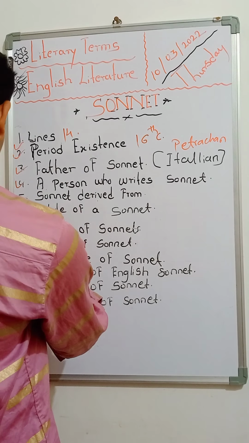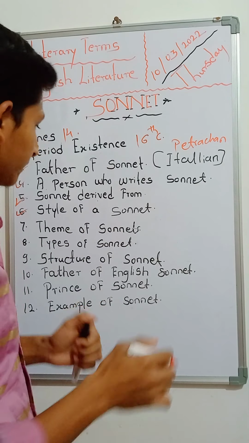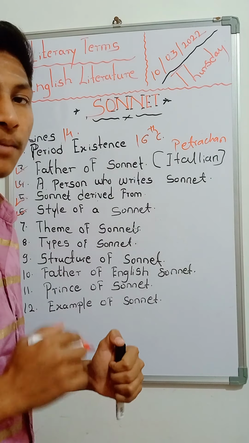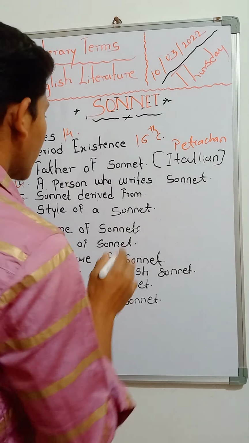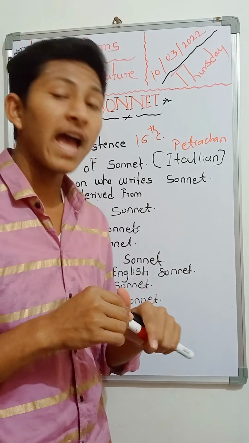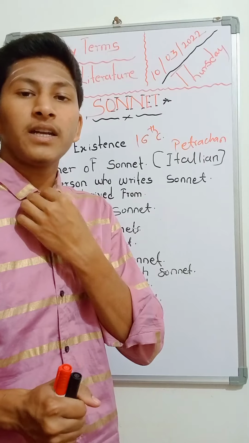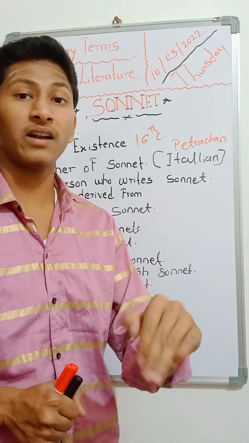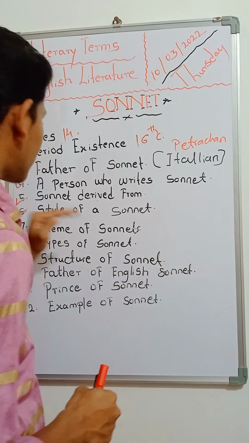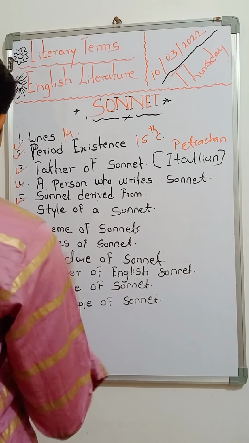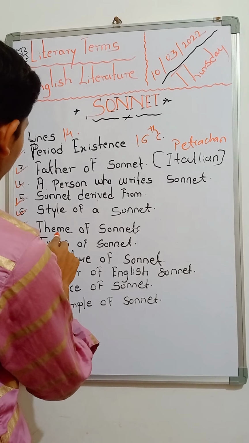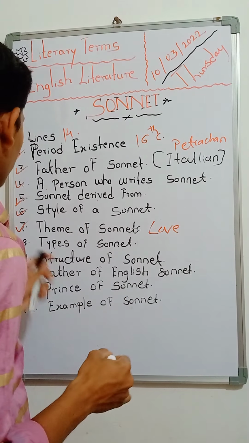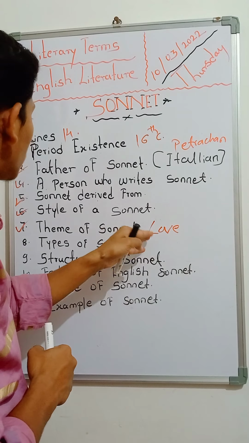Style of a sonnet: iambic pentameter. Usually, the Italian sonnet is written in iambic pentameter. That is what we call the style of a poem. Iambic pentameter means there will be 10 syllables, 5 are stressed and the remaining 5 are unstressed. That is the iambic pentameter, the style of sonnet. Now, moving ahead with the 7th point, theme of sonnet. The theme of sonnet is usually love. Typically, sonnets are written with the theme of love.